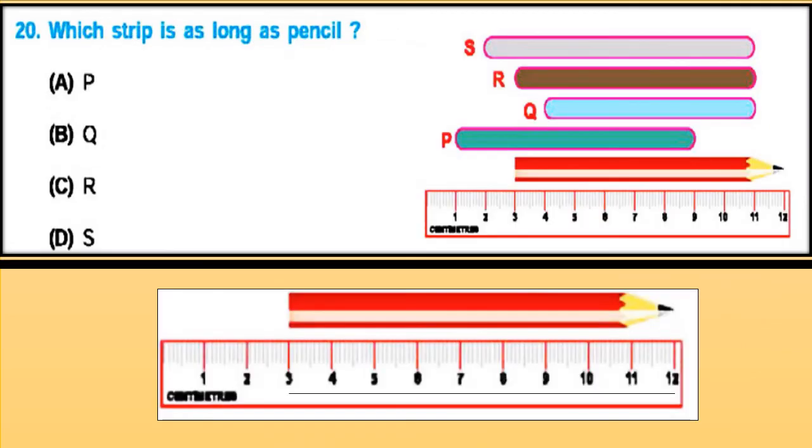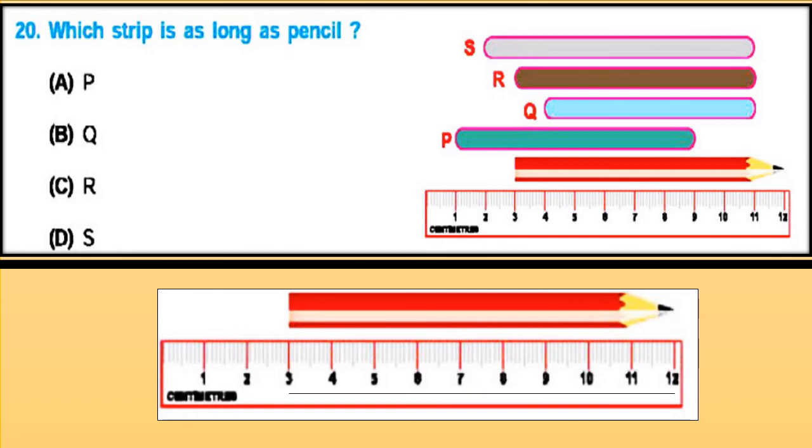Which strip is as long as the pencil? Now a scale is given and a pencil is also given and strips P, Q, R, S are given. We have to calculate the length of the pencil and the length of the strips P, Q, R, S. Now we have to choose which strip is as long as the pencil.